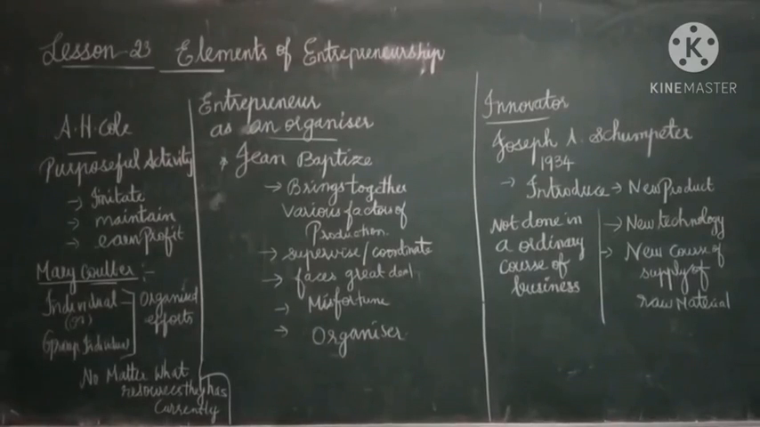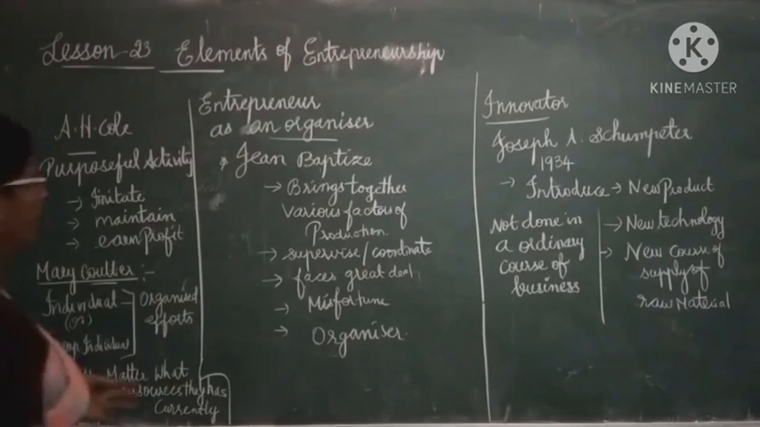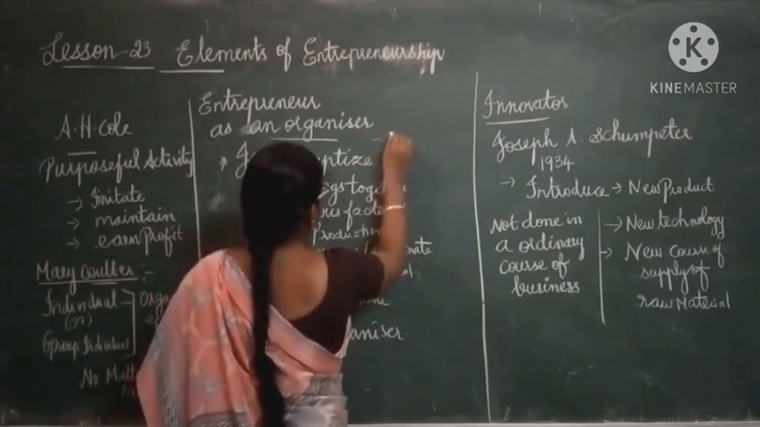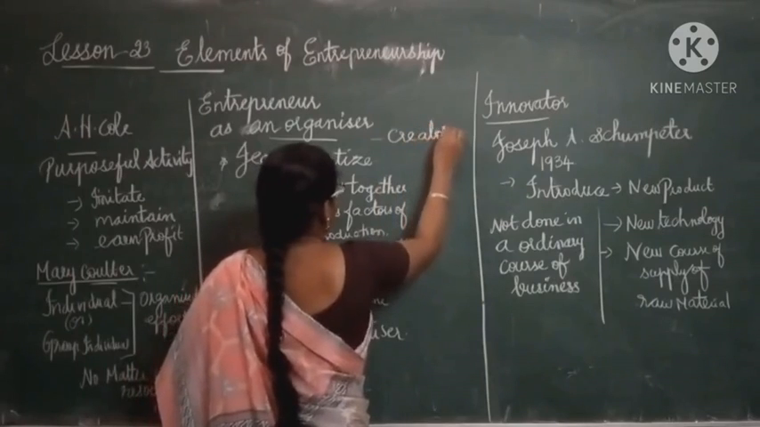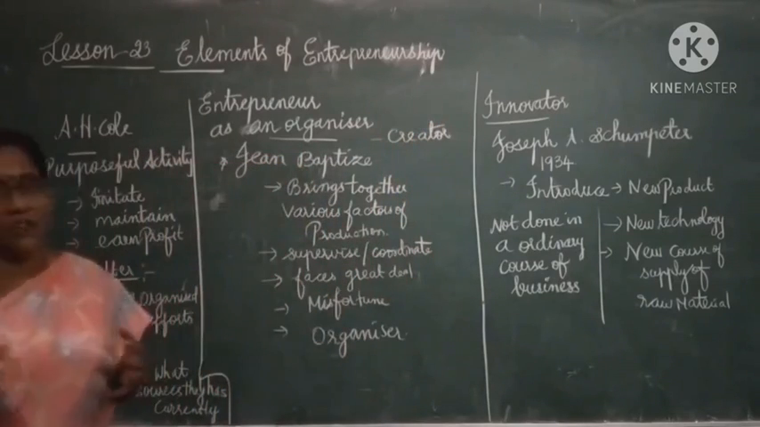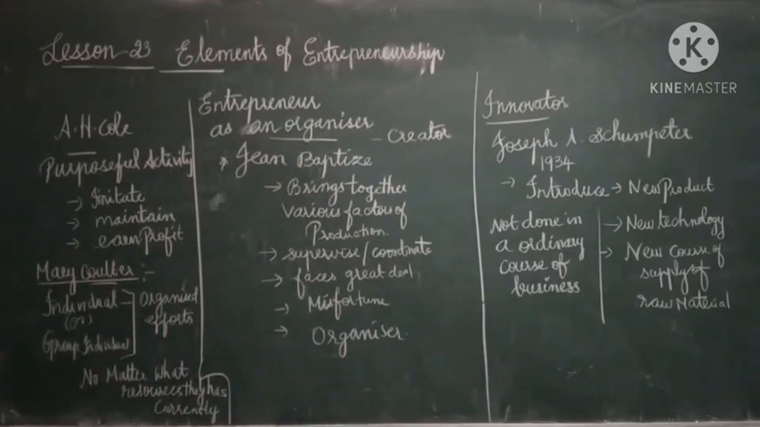Entrepreneur as an organizer. He is going to organize. So according to Jean Baptiste Say, the entrepreneur is one who brings together all the various factors of production, isn't it? And see, he is creating an entity. He is a creator. The other name we call him is organizer or creator. With what is he creating an entity? With the factors of production.